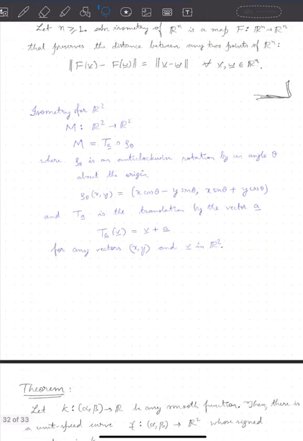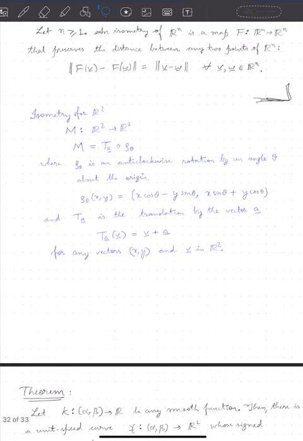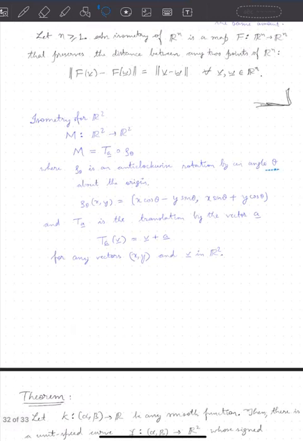And what we have talked about is that we define an isometry for R2 as M, which is a mapping from R2 to R2, and M is a composition of two mappings, TA and rho theta. Rho theta is some sort of rotation mapping about the origin, and of course with respect to the z-axis in planar scenarios, and it does so by an angle of theta about the origin in an anti-clockwise fashion.